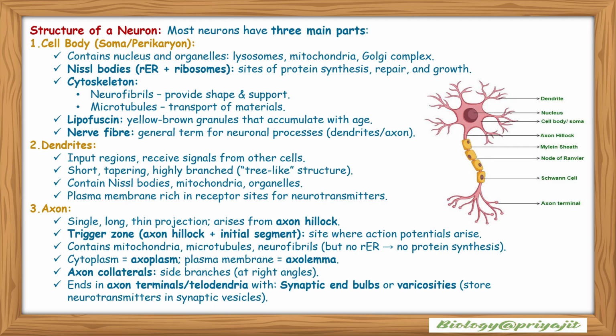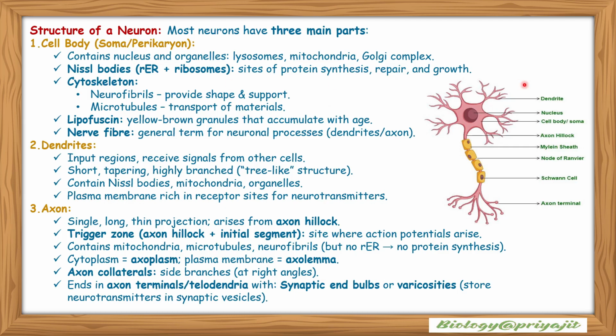Structure of a neuron: most neurons have three main parts. The cell body, which is also known as soma or perikaryon. This is the soma, also known as the perikaryon. It contains the nucleus and organelles like lysosomes, mitochondria and Golgi complex. It also has Nissl bodies, which are made up of rough endoplasmic reticulum with ribosomes. These are the sites of protein synthesis, repair and growth.